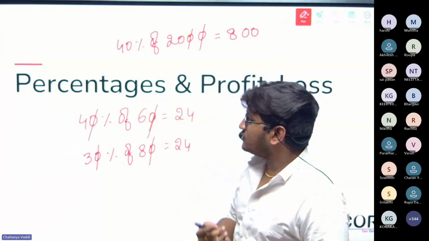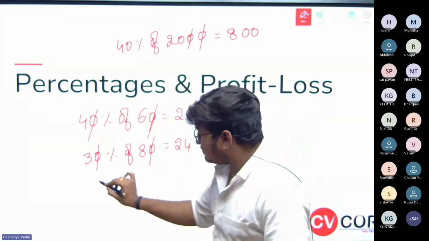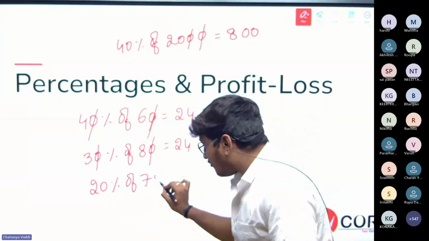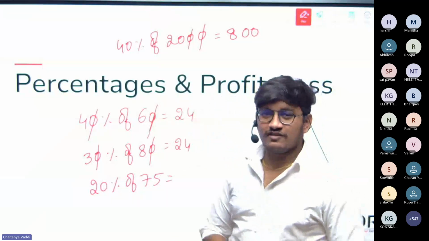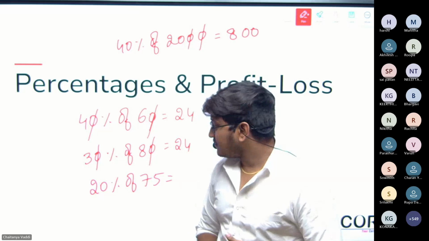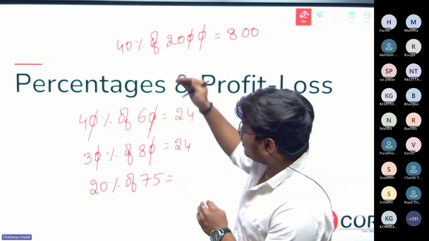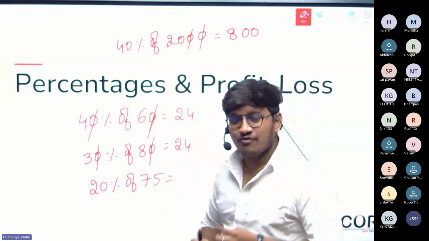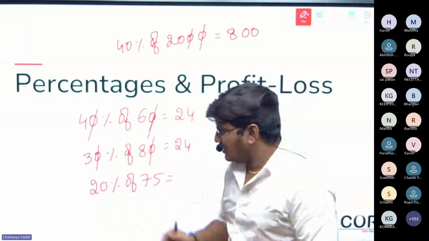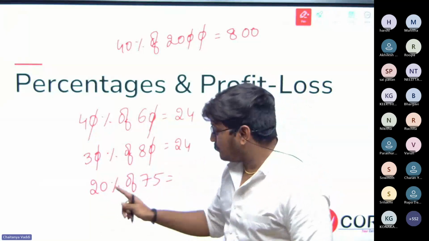Now one more question for you. Let's consider, what is 20 percentage of 75? Can you guess what is 20 percentage of 75? Here, in the three examples we have taken, we had two zeros, we eliminated them and multiplied the remaining values. Then what's the value of 20 percentage of 75?